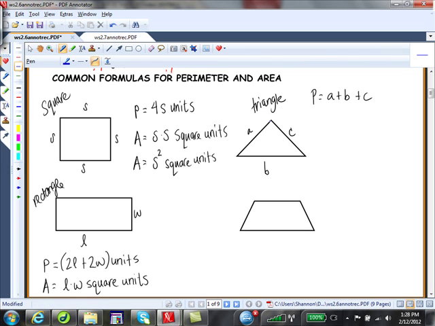Now for the area, we need to know the height. The height makes a right angle to the base of the triangle. So the perimeter is in linear units. The area will be half times base times height, and that is in square units.